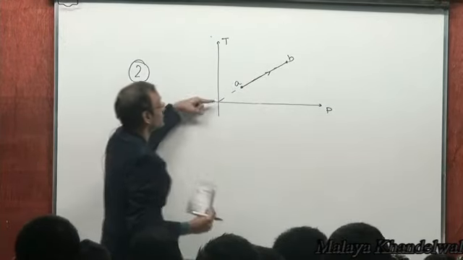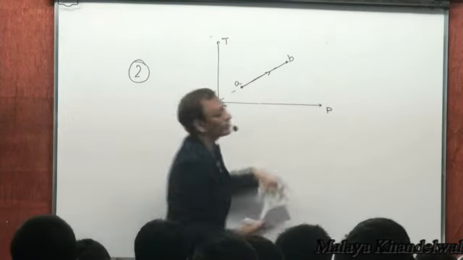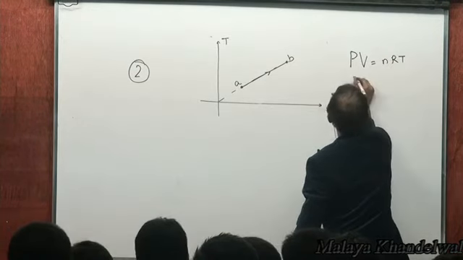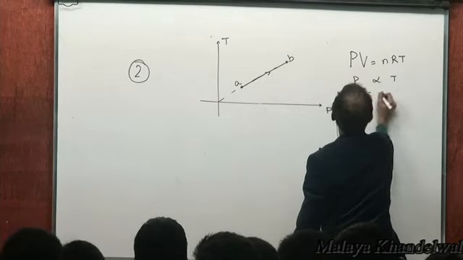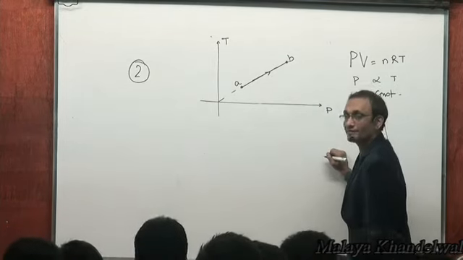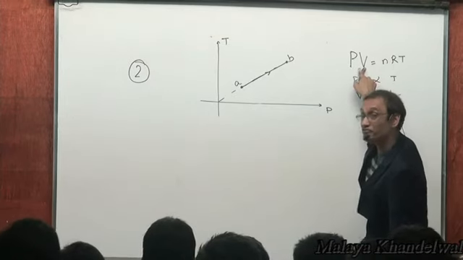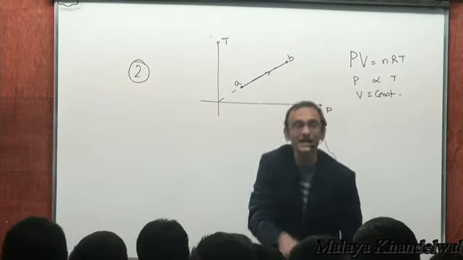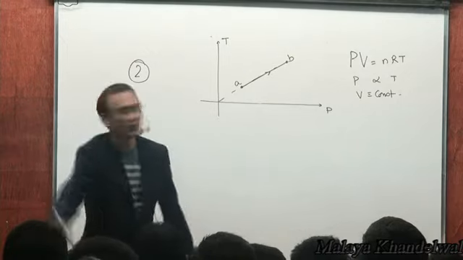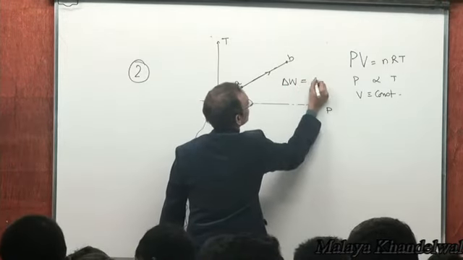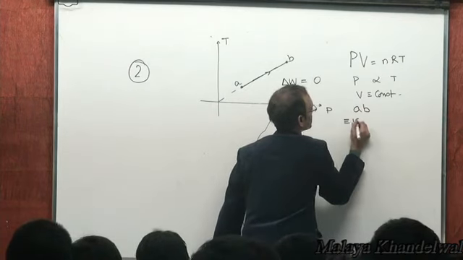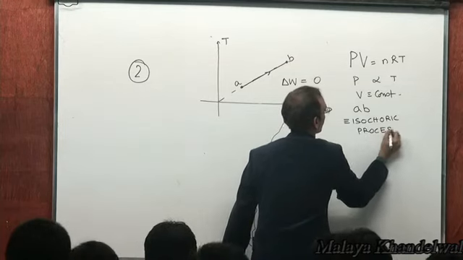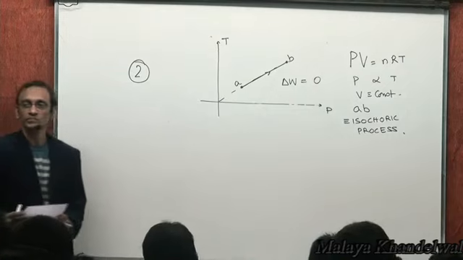Now, do you realize that this is like T proportional to P? Look at the gas equation, PV equal to nRT. P will be proportional to T if V is constant. See? Isn't it? T will be proportional to P only if V is constant, right? That means A to B must be an isochoric process, and therefore the work done in this process must be 0. AB is an isochoric process. Right?